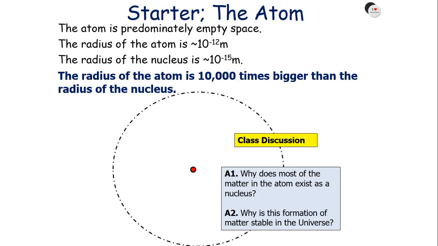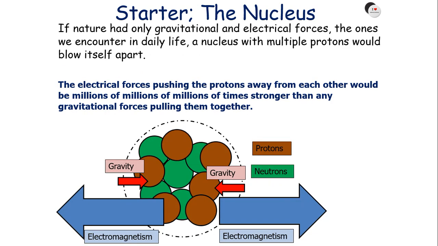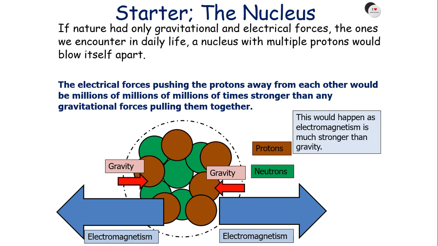Now, the next thing we want to look at is the idea of the atom. The atom, as you'll know from GCSE, is predominantly empty space. The radius of an atom is about 10 to the minus 12 meters, and the radius of the nucleus is 10 to the minus 15 meters. So the radius of the atom is about 10,000 times bigger than the radius of the nucleus. But why is that? Basically, if you consider the forces we've just looked at, if there was only the gravitational force and the electrical forces, the electromagnetic force is very large, which is causing repulsion. The gravity is quite weak in comparison, so therefore the nucleus should absolutely obliterate itself and should never be there.